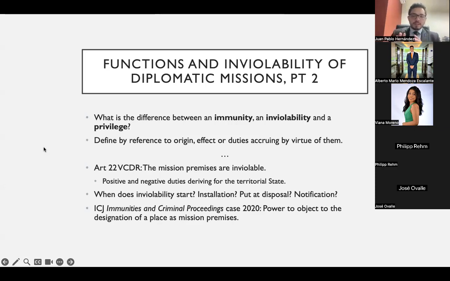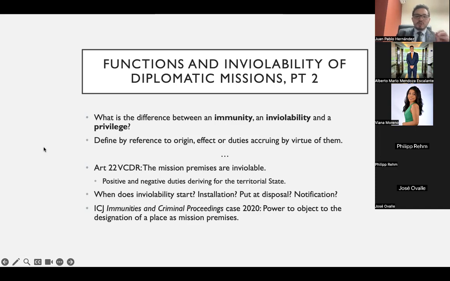And within this backdrop, an inviolability is a more specific type of immunity. It is a subset of immunity that derives its special character from the duties that arise for the territorial state and also for the sending state. And this is where we will go directly to the duties of both states under international law. Because Article 22 of the Vienna Convention on Diplomatic Relations tells us that the mission premises are, quote, inviolable. According to the understanding of this concept in international law, inviolability encompasses positive and negative duties for the territorial state. And it also derives certain duties for the sending state's agents in that territory. We will address those duties in, I believe, the next slide.